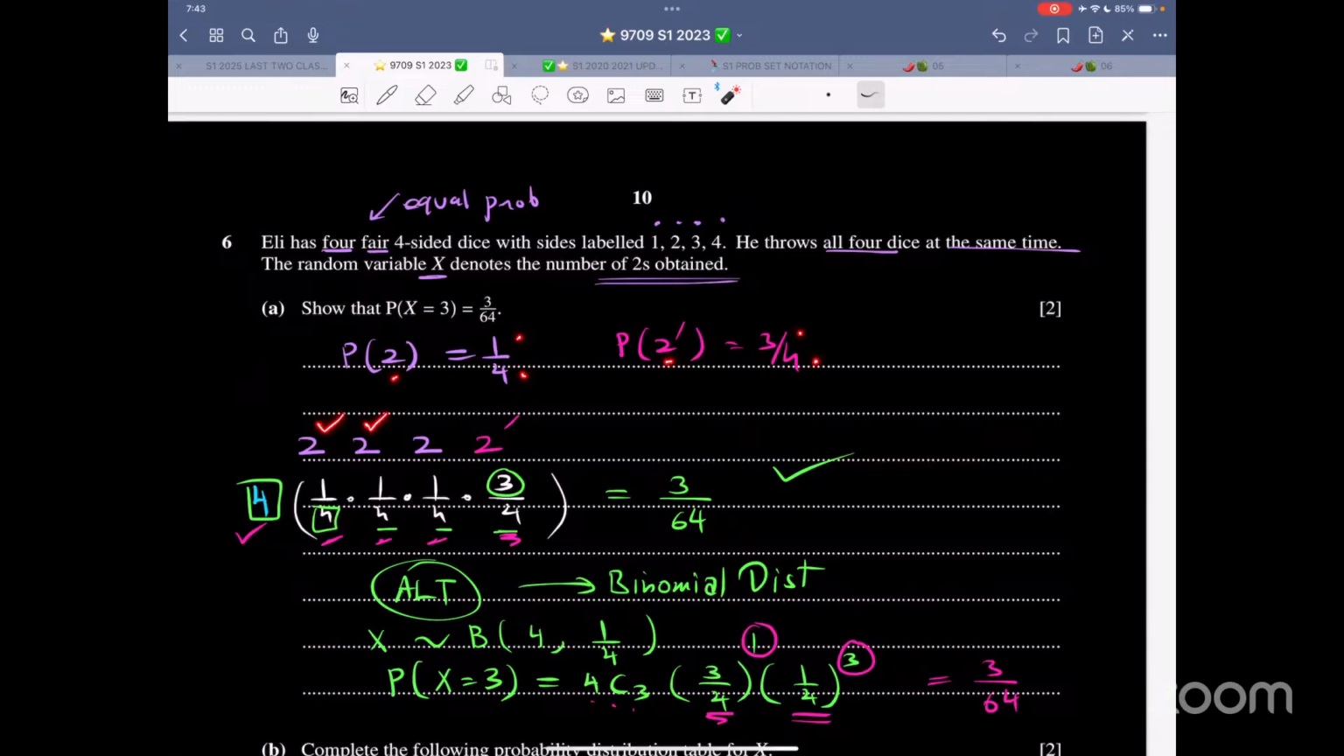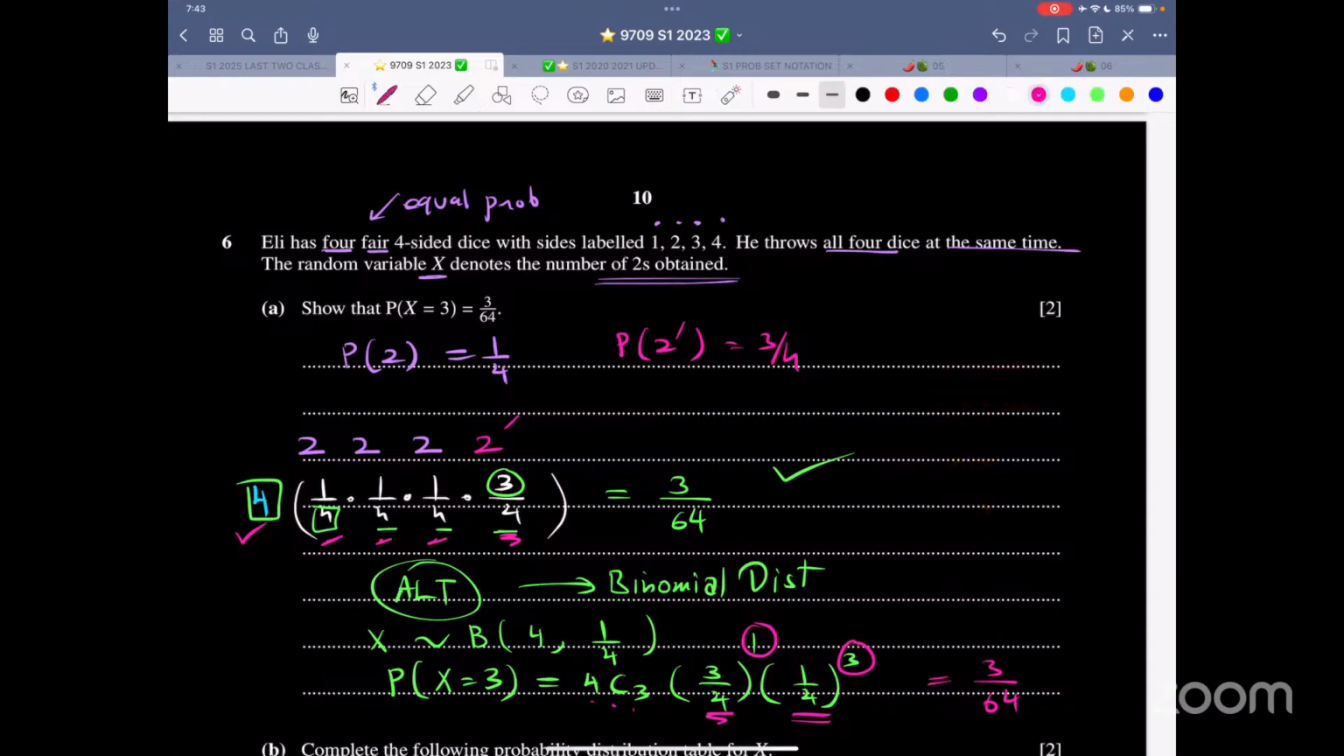So 2, 2, 2, and not a 2. That is 1/4, 1/4, 1/4 into 3/4. In how many ways can you arrange it? 4 factorial, because this is like A, B, that is 4 factorial divided by 3 factorial, which is 4.